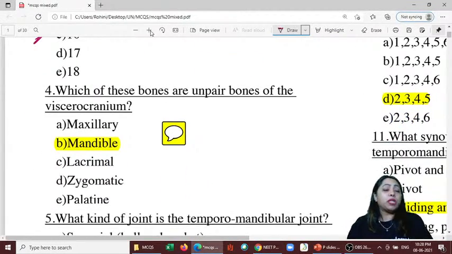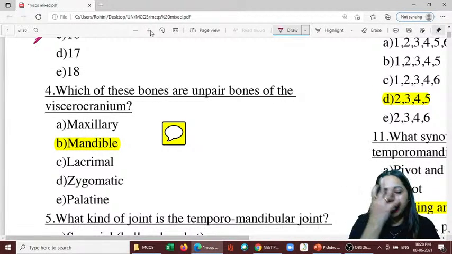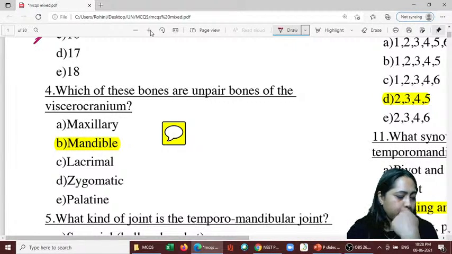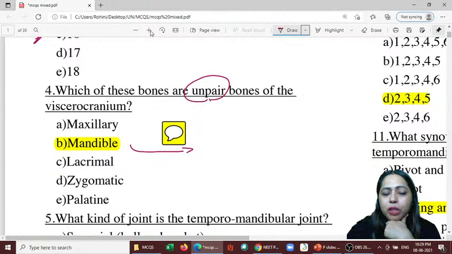Which of these bones are unpaired bones of the viscerocranium? There are so many bones I mentioned, but there are bones that are not paired. Here you have these facial bones, and the frontal bone is actually paired because in between there is a suture that is called the metopic suture. But the mandible is a single one, that is an unpaired bone.